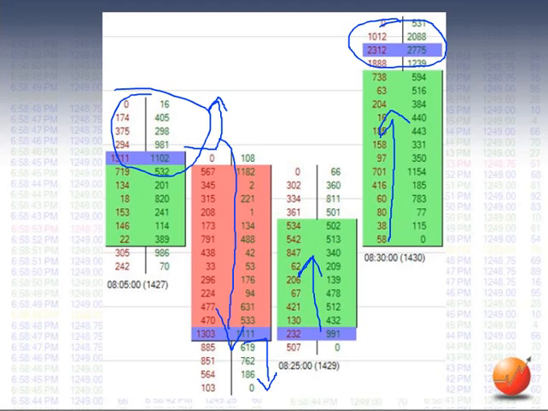So this may be a lot of garbage to you because you can't get a trade off of it. But the bigger point is that you can look at this and say, okay, I don't know what's going on yet. Okay, I see something.